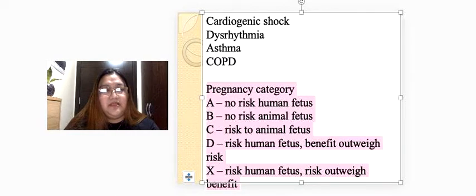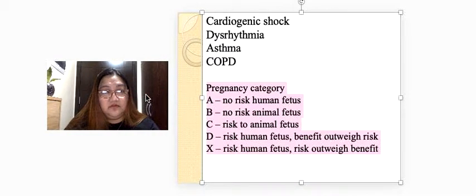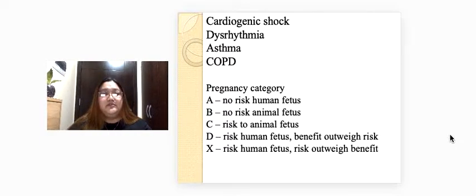So, ibig sabihin, you have to consider, no, when giving drugs to pregnant women, kung ano ba yung pregnancy category niya. Kung safe ba siya or hindi safe sa babaeng buntis. Alright? These are the different pregnancy categories.